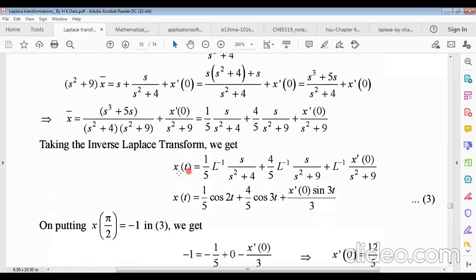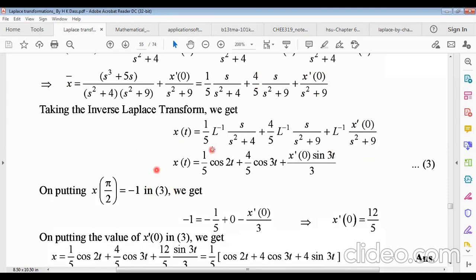So inverse Laplace transformation of x bar will be x(t). So 1 by 5 inverse Laplace transformation of this, 4 by 5 inverse Laplace transformation of this one, and inverse Laplace transformation of this. Now you must know the formula: this is the cos 2t, this is the cos 3t, and this Laplace transformation can be written like this using derivative properties. Okay, and this is the sin 3t by 3.